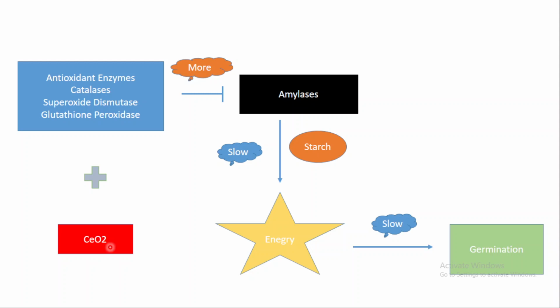Is it clear to the students through this schematic? I made this schematic so that it will be easier to understand for the students how CeO2 nanoparticles can add on to slowing down germination. Now, slowing down germination can be applied in many cases where we need preservation of the seed. So we can preserve these seeds treated with CeO2 nanoparticles for a longer time without germination. Is it clear to the students?